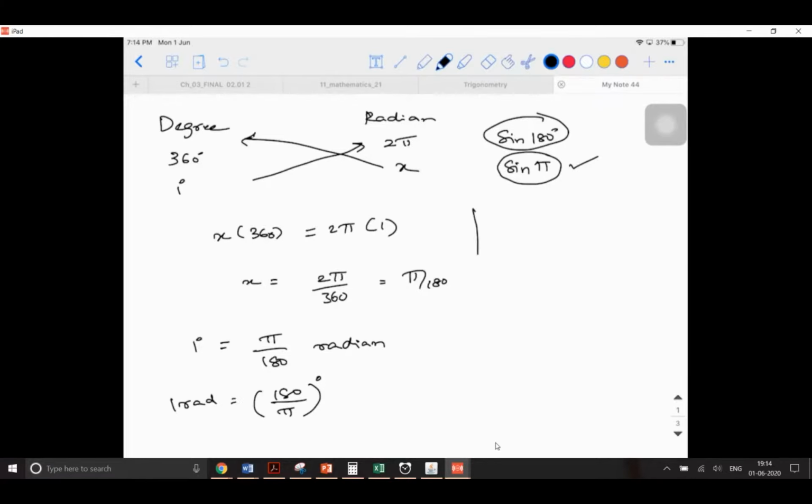Now we will convert degrees to radians, and we'll do some problems based on converting degrees to radians and radians to degrees. Are we ready? If there is any doubt in the concept, please let me know.